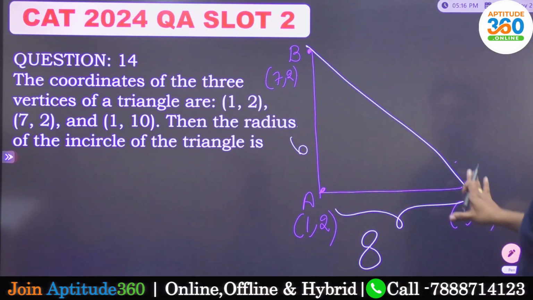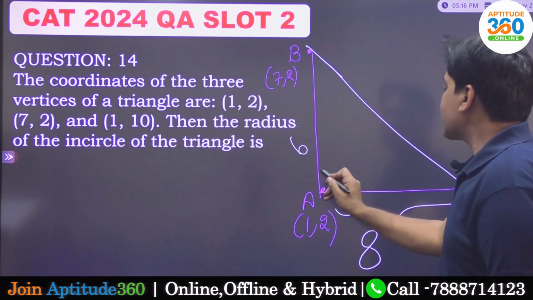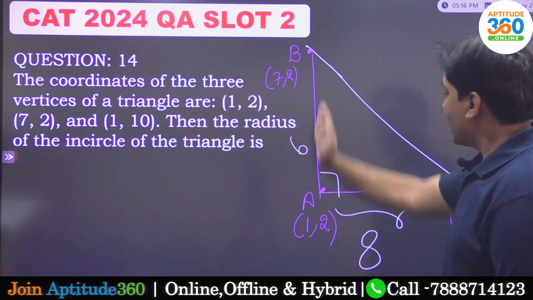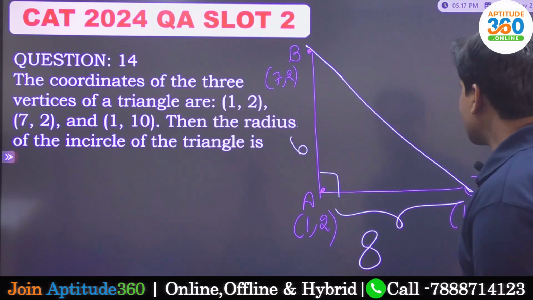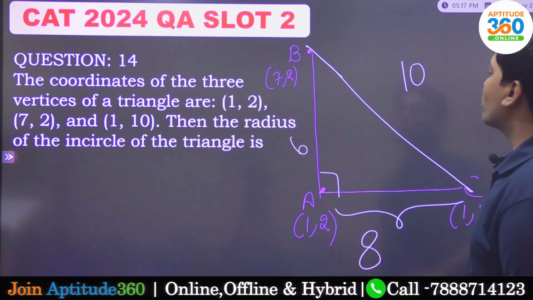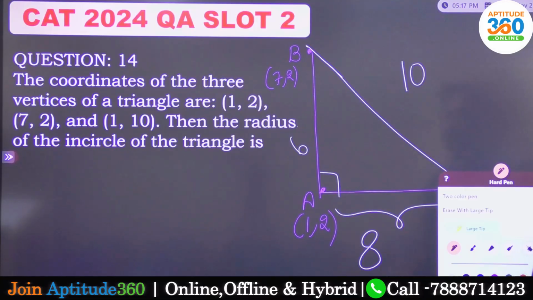So if I draw the hypotenuse of this triangle, since this is a right angle triangle, as I said, line AC is parallel to the y-axis, line AB is parallel to the x-axis, and the sides are 6 and 8. So obviously the length of the hypotenuse is going to be 10, isn't it? Now once it is done, what is it that they're asking you?